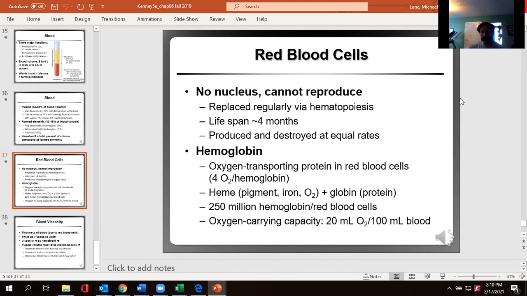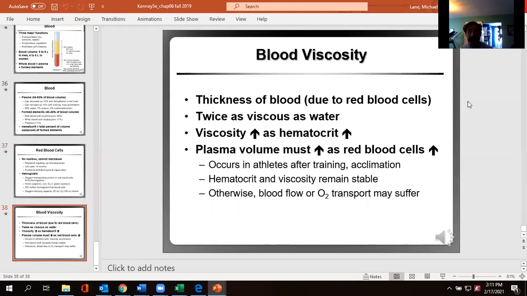Now, hemoglobin itself is going to be that major protein that carries oxygen. Each red blood cell is packed with literally millions, almost a quarter of a trillion, hemoglobin protein molecules inside of those red blood cells. Because of that, we're able to carry about 20 milliliters of oxygen per just 100 milliliters of blood. And this is a good thing because we really like to be aerobic animals, sending blood flow to our tissues all the time.